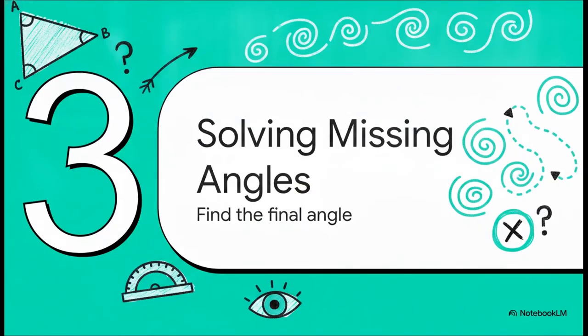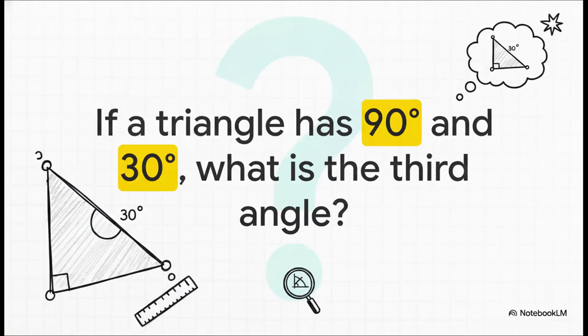Section 3, solving for missing angles. Time to hunt down that final angle. All right, time for our second pause check. Go ahead and freeze this explainer for a moment and see if you can figure this out using that angle sum tool we discussed earlier. If our right triangle obviously has a 90-degree angle and our given acute angle is 30 degrees, what's the exact measure of the third final angle?